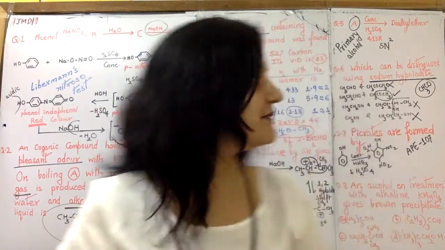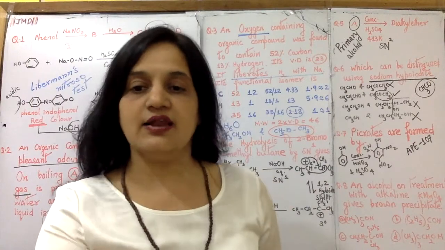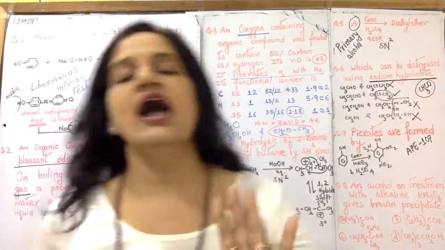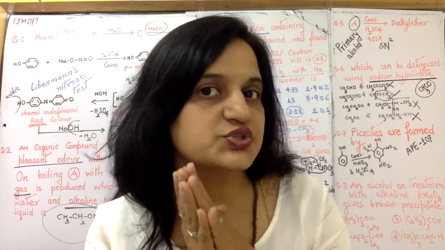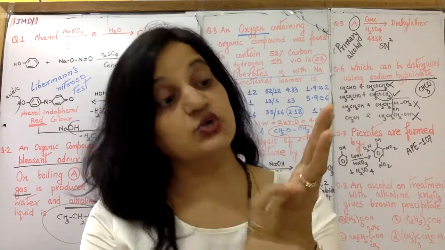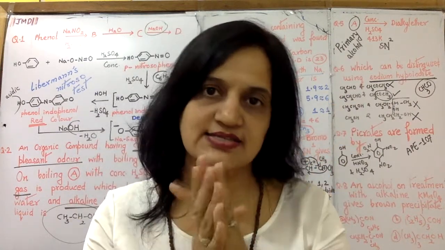Read it. This one. An alcohol on treatment with alkaline KMnO4 gives brown ppt. अब देखो, alkaline KMnO4 is the oxidizing agent, correct? Oxidizing agent में क्या क्या है? Acidic K2Cr2O7, alkaline KMnO4, dilute nitric acid, chromic acid, and things like that.